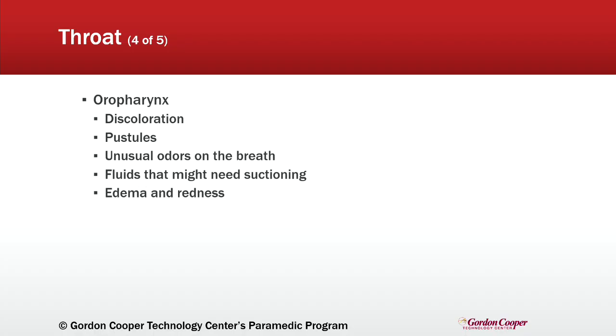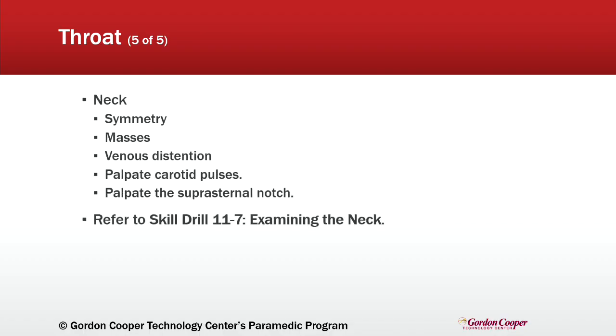When examining the oral pharynx, look for discolorations, pustules, unusual odors on the patient's breath, and any fluids that might need to be suctioned. Also, you should check for edema and redness to the uvula, the little hangy down thing in the back of the throat. When examining the neck, you should check for symmetry and masses. Look for venous distension, remembering to consider the patient's body position as you do. Palpate the carotid pulses and the suprasternal notch, checking for any tracheal deviation or the presence of a stoma.